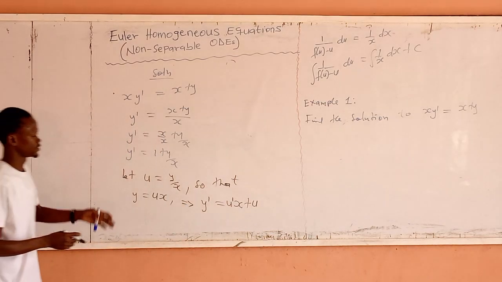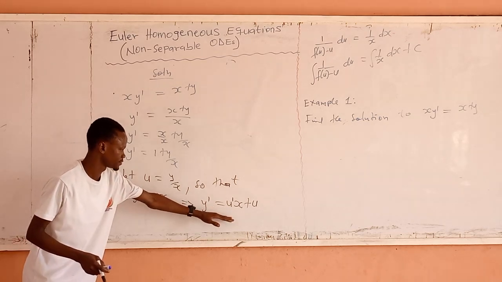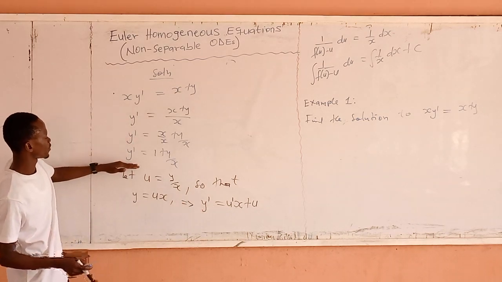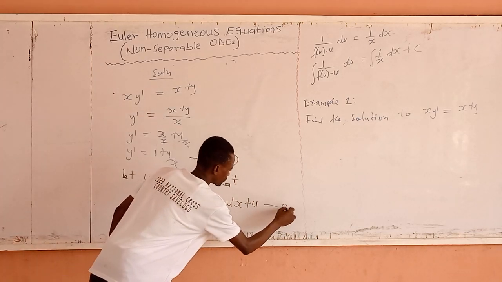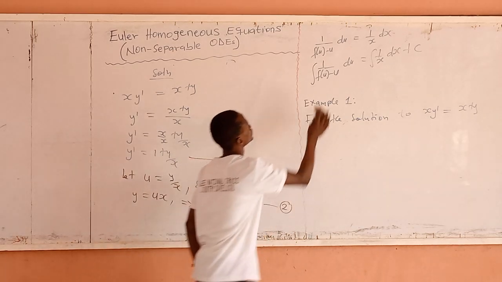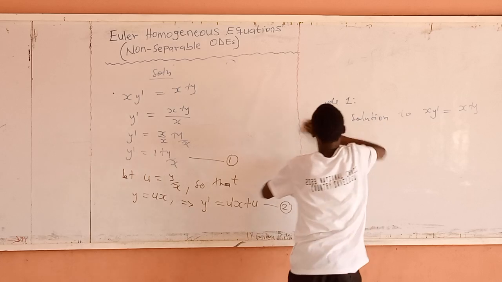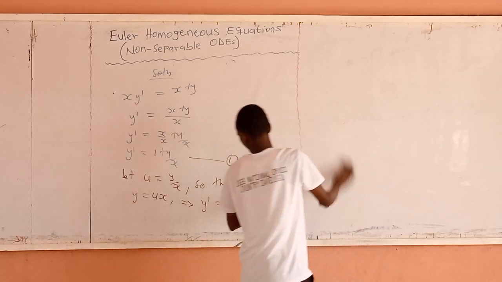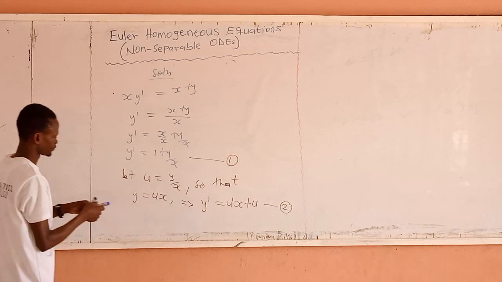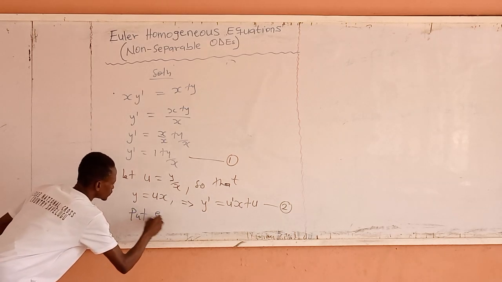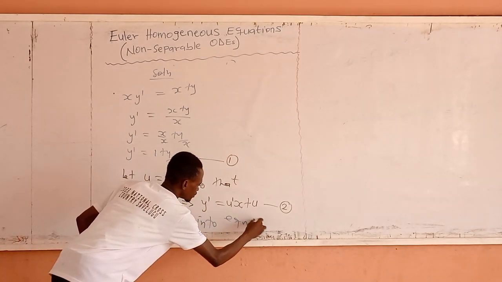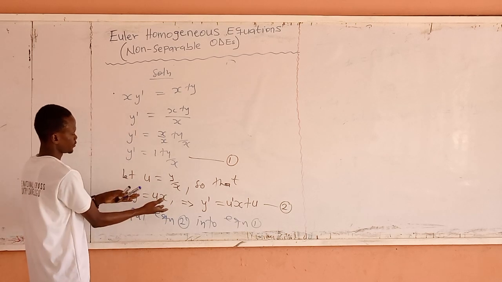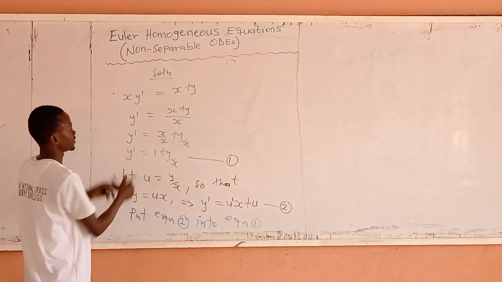Alright. So the next step is to put this particular equation into the first one that we obtained. So I can represent this as equation 1, and then this becomes equation 2. So I put equation 2 into equation 1. By doing that, when we write equation 1, wherever we see y prime, we put u prime x plus u.